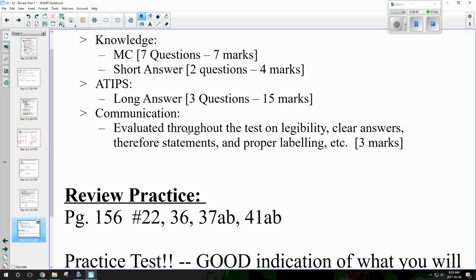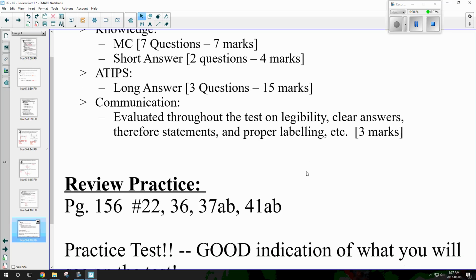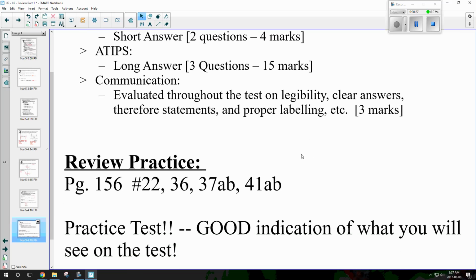Remember, communication is evaluated throughout the test. That's on your legibility and your clear answers. Do I see clearly what steps you're following to get to your answers? If you just jump to answers and I can't clearly see a thought process, that's losing communication marks. That also includes any therefore statements and proper labeling on graphs. Remember, for graphs you need to have the labels of your x and y axis. We don't have numbers on this one, so don't worry about that. Just make sure that you have your x and y axis and the graph labeled. You have 3 marks of communication on this test.